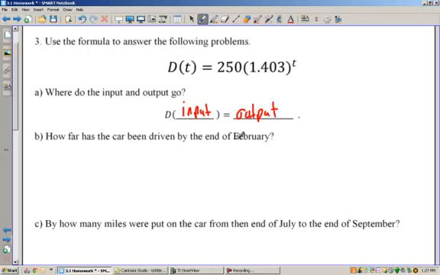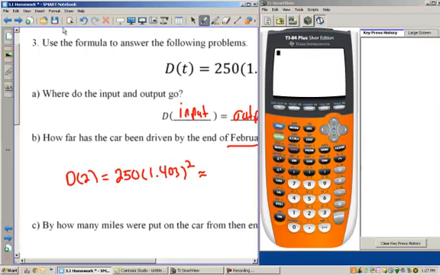How far has the car been driven by the end of February? Again, for the end of February, t is equal to 2. And so all we need to do is crunch d of 2, which equals 250 times 1.403 to the 2, and put this into our calculator and see what we get out. All right, so to do that, pull up the calculator here.